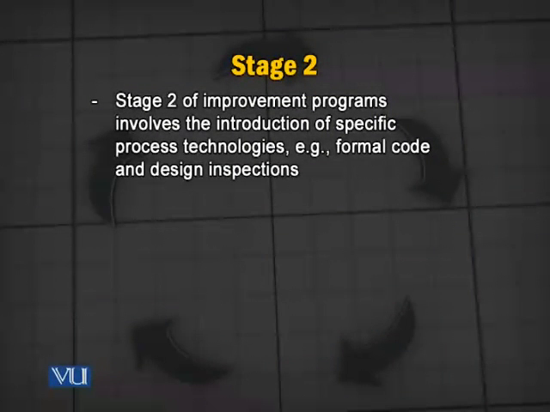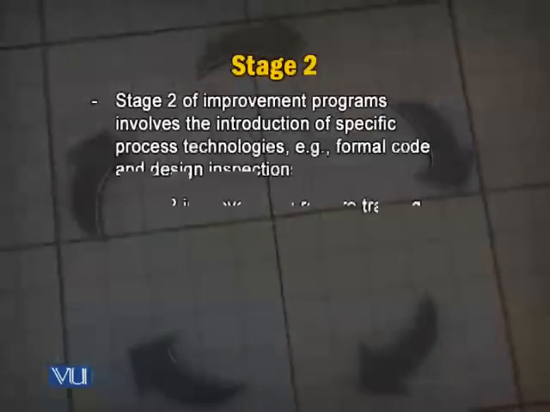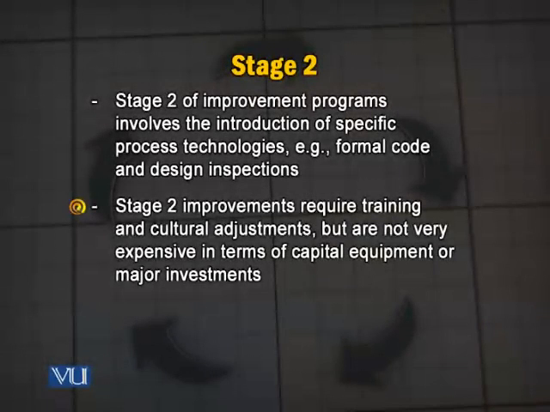Stage 2 of improvement programs involves the introduction of specific process technologies, जिसमें हम formal code and design inspections हैं, इस तरह और जो specific process improvement approaches हैं उनको introduce करना initially at a project level and later on at the organization level. Stage 2 improvements require training and cultural adjustments, but are not very expensive in terms of capital equipment or major investments, क्योंकि आप processes को लेकर आ रहे हैं.